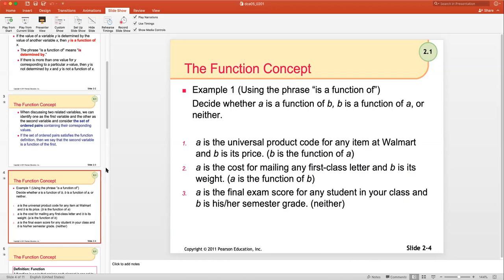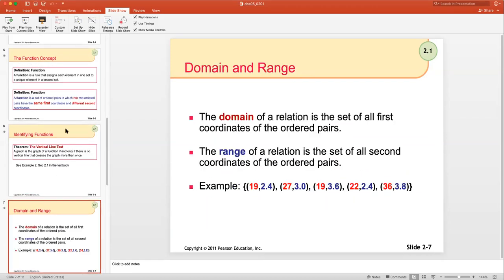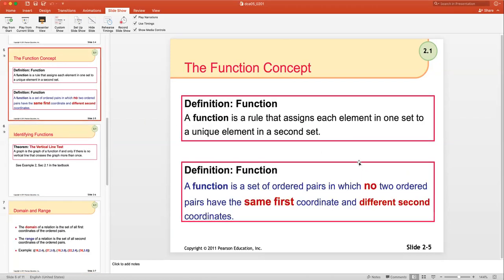Okay, so now you catch the concept of function, right? Now let's see the mathematical definition of function. We're going to see two expressions of the definition of a function.